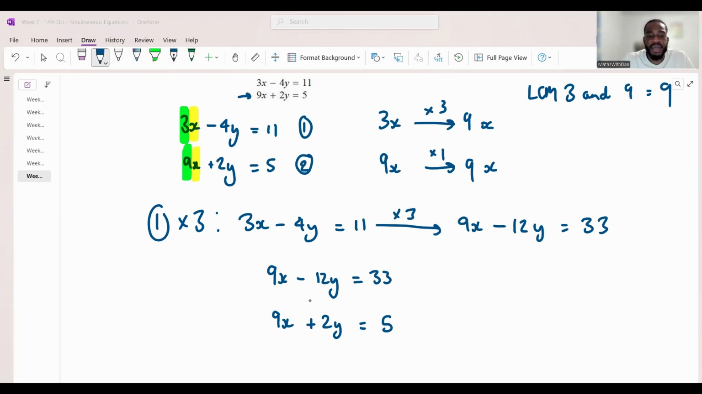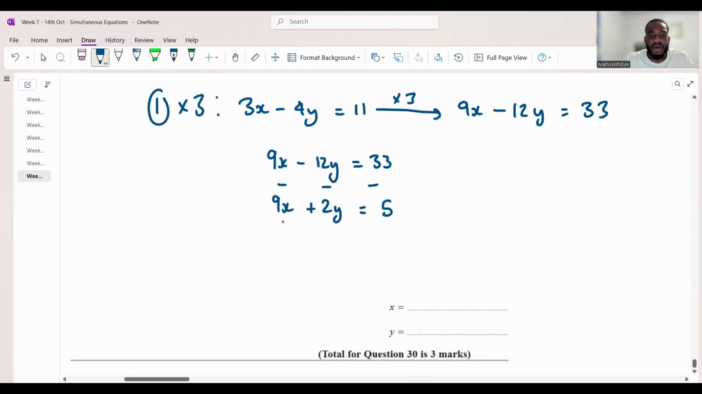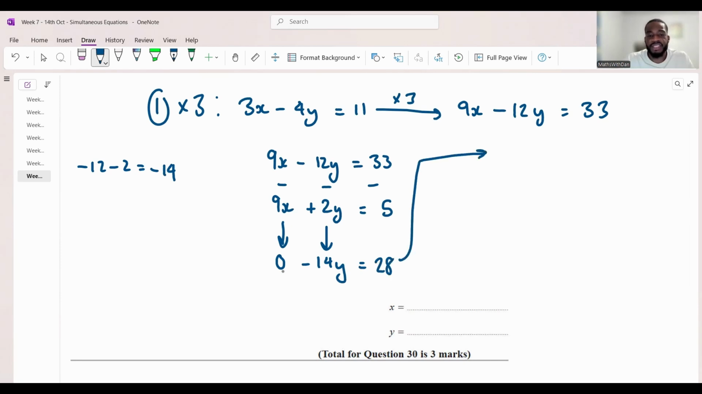So now we're going to take away, take away, take away. 9 take away 9 is 0. We know that. That always is 0. We've got minus 12 and then we're minusing 2. Minus 12 minus 2, that's minus 14, isn't it? So that's going to be minus 14y. And then 33 take away 5 is just 28. So we're here now. That 0 can go off.